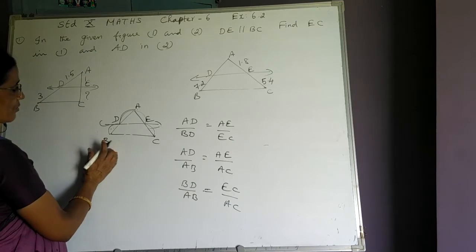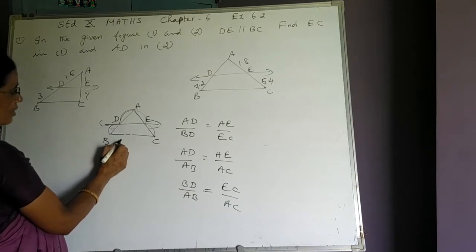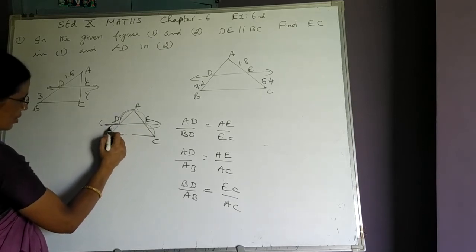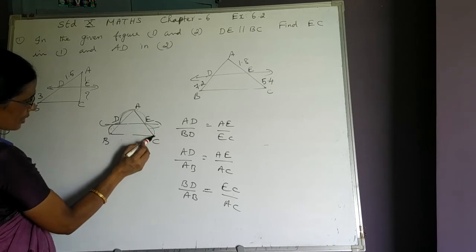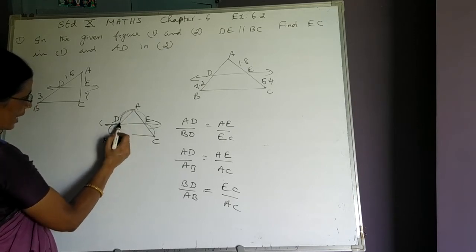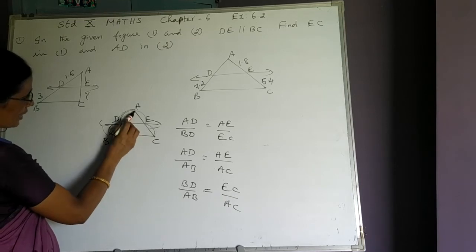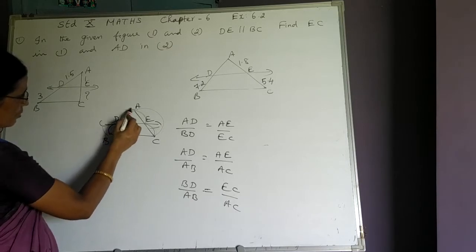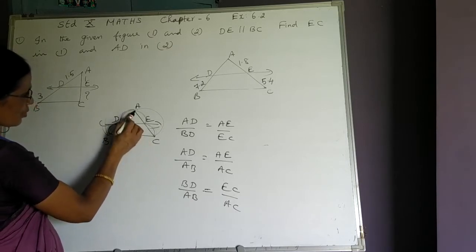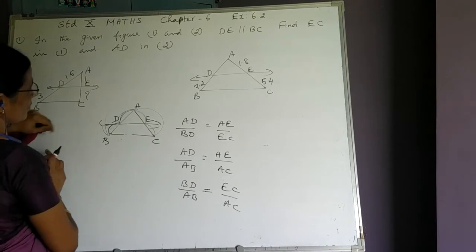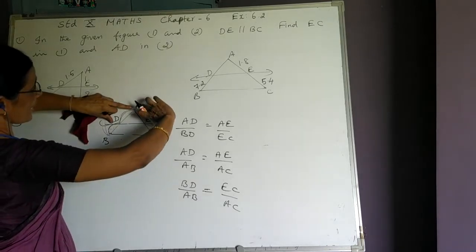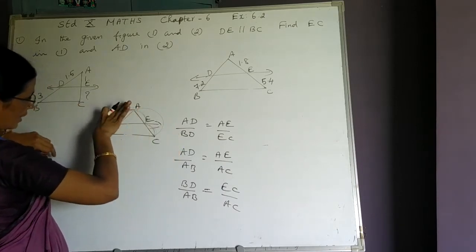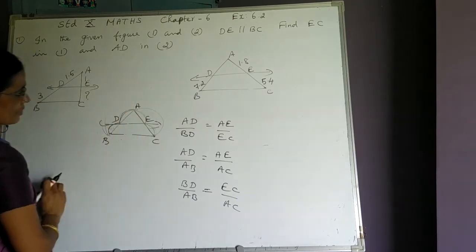And when to use this result? When a line is drawn parallel to one side of the triangle and it intersects the remaining two sides at two distinct points, then AD upon BD is equal to AE upon EC. The next result is if I take AD upon AB, the other side I should take AE upon AC. If I take BD upon AB, the other side EC upon AC. So in short, whenever we take AD on one side, the other side AE should be taken. If I take BD on one side, the other side EC should be taken. If I take the entire side AB, the other side AC should be taken.